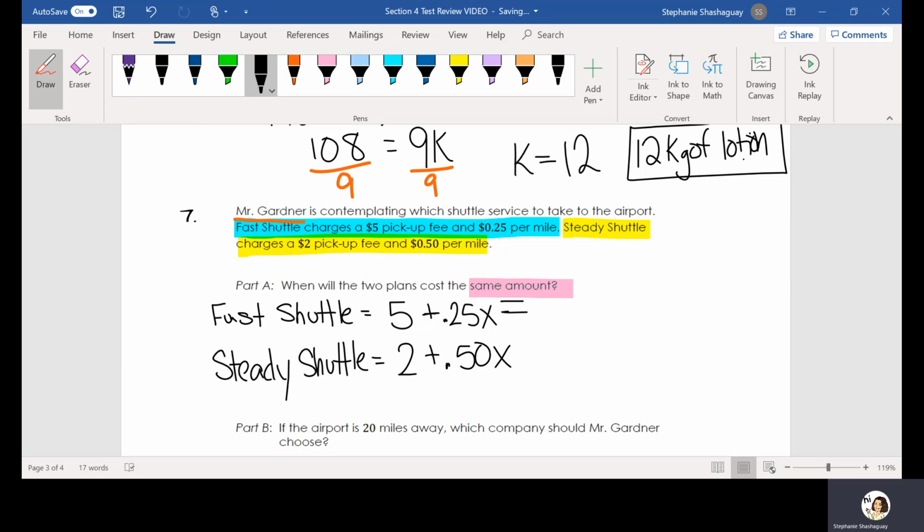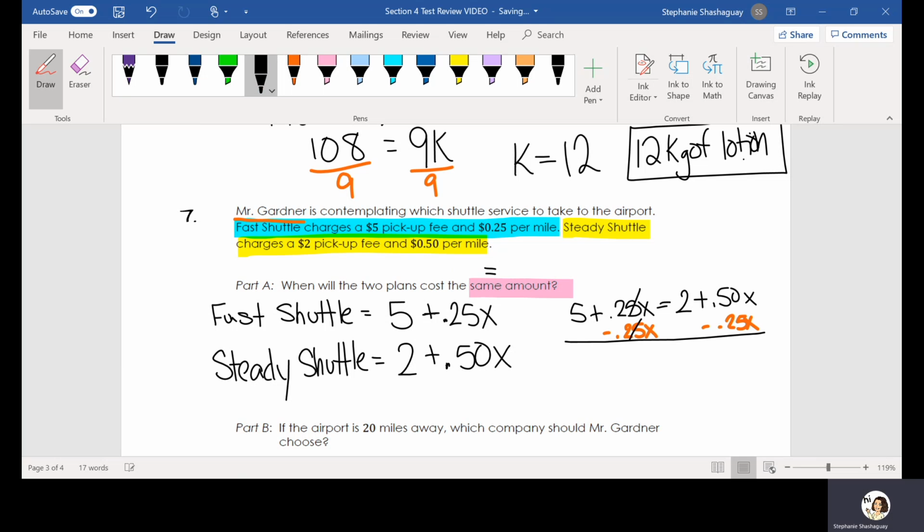Because I need them to be equal to each other, I'm going to erase this so I can put it on top, because the same means equal. Now I'm just going to set those two equations equal to each other. So 5 plus 0.25x is equal to 2 plus 0.50x. And now I just need to solve. My goal is to get my x's to one side and my constants to the other. So I'm going to subtract 0.25x and subtract 0.25x.